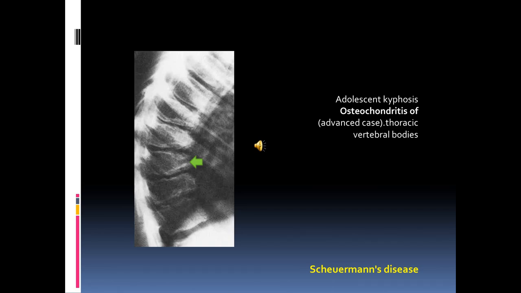This occurs because of the same process, which is osteonecrosis. There is devascularization in this part of the epiphysis resulting in abnormal compression. If this continues, it may result in deformity of the thoracic spine and in kyphosis. This is called Scheuermann disease. As you can see, this is an advanced case of osteochondritis of the spine, which is called Scheuermann disease.